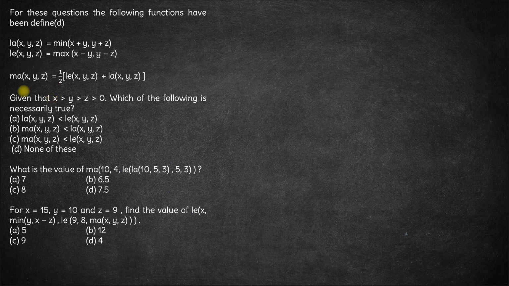Given that x is greater than y is greater than z and all of them are greater than 0, which of the following is necessarily true? The best way to do this question is by assuming some values. So we will assume two sets of values: one is 3, 2, 1 and the other is, let's say, 20, 2 and 1. Let's see, for these different sets of values, do these relations always hold true or not?